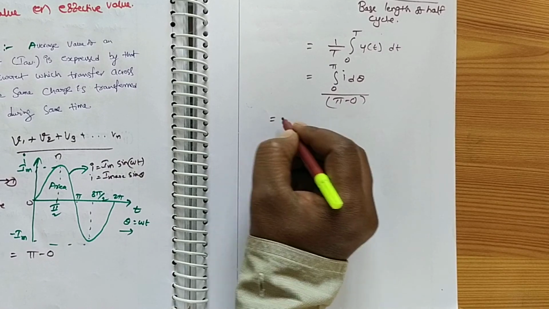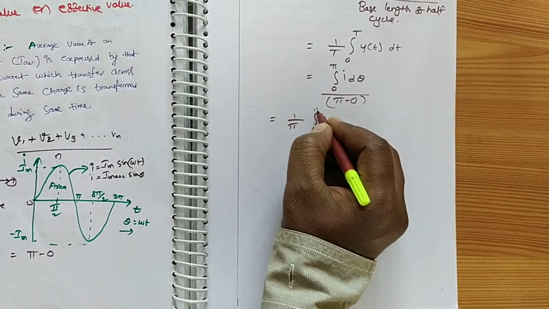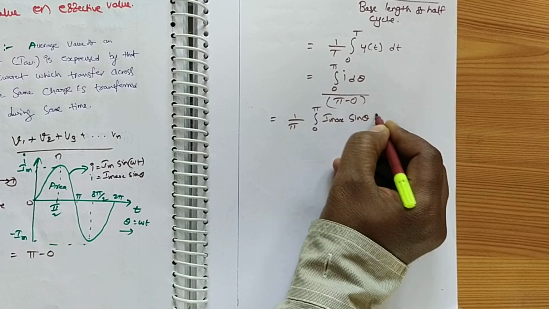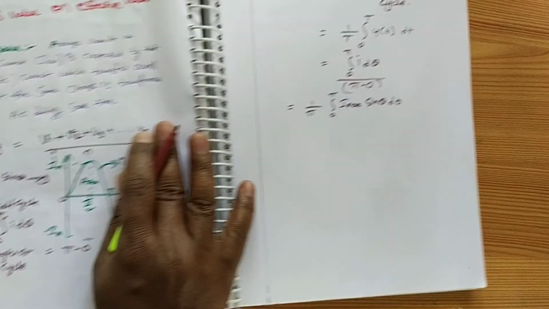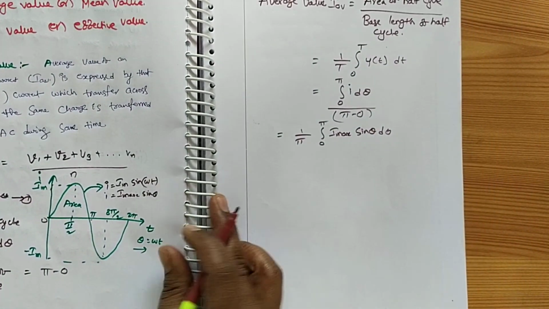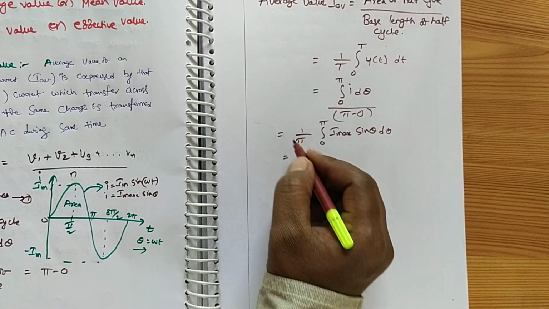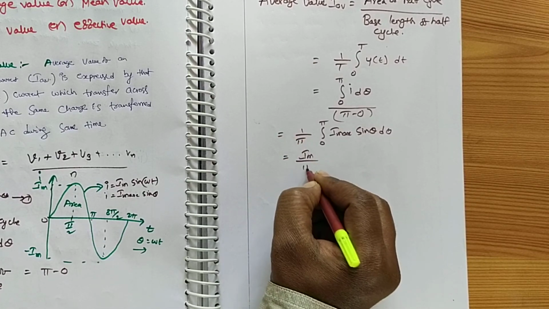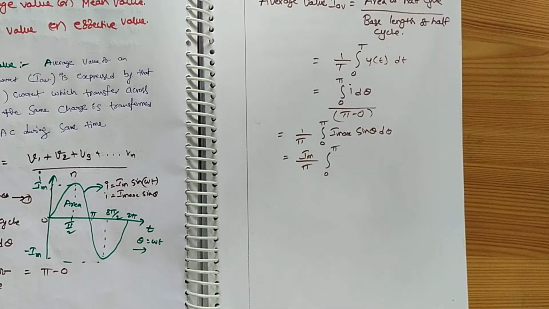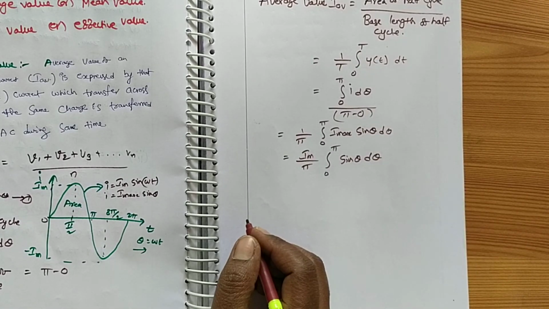That we can write as 1 by pi times the integral from 0 to pi of I max sin theta d theta. We substitute I equal to I max sin theta from equation 1. Taking I max by pi outside, we have the integral from 0 to pi of sin theta d theta.